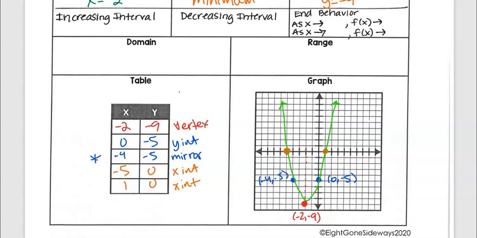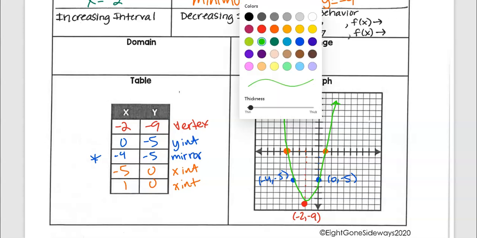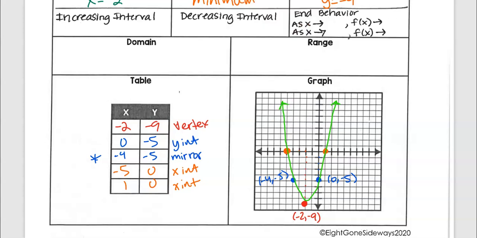Which one do you want to do first? End behavior? Okay. Where are both of my ends going? So as we go left and as we go right, so as we go to the negatives and positives of my x's, what are the y's doing on both sides? They go positive, yeah. Good, they're both going up.